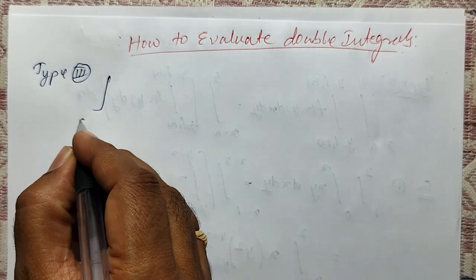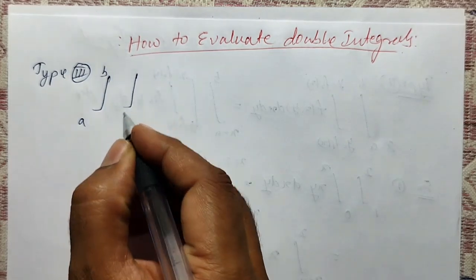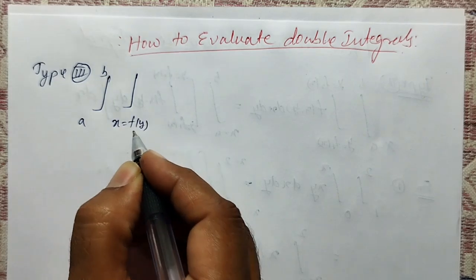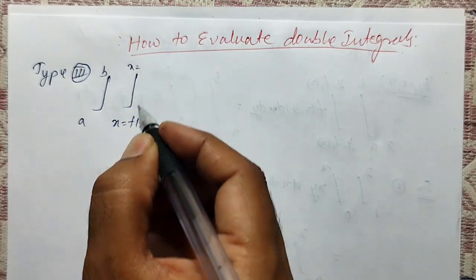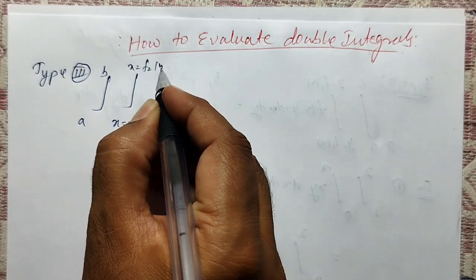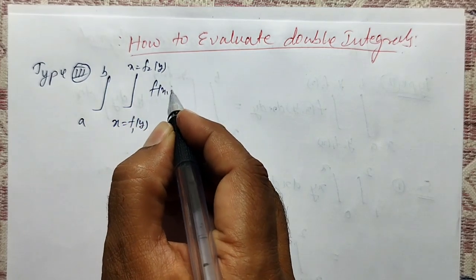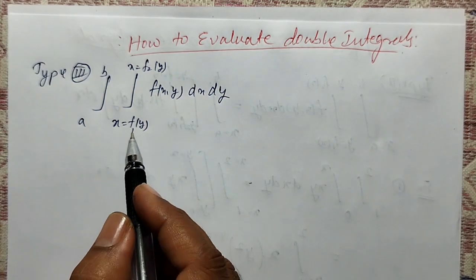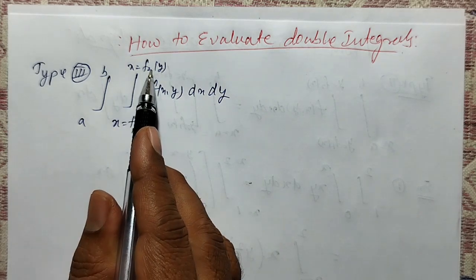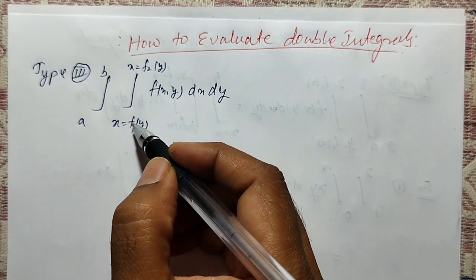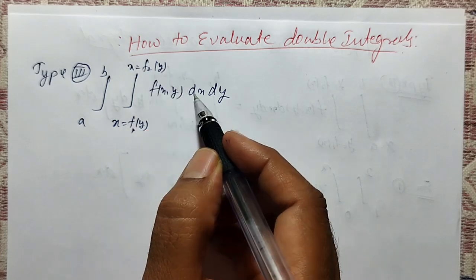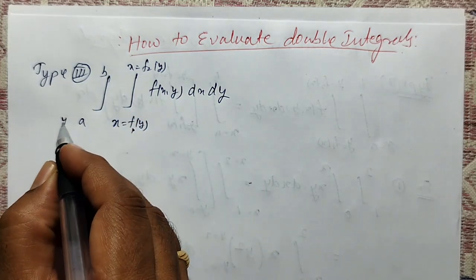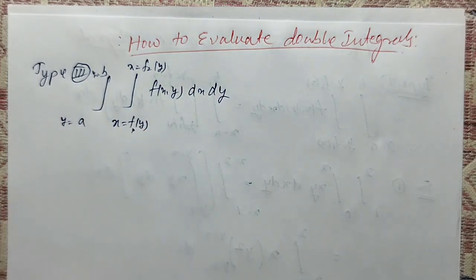Integration from a to b, and here x is a function of y, with limits f1 of y and f2 of y, and f of x y as it is, dx dy. In such cases, x is a function of y, so the internal limits are for this one. Therefore, first you are integrating with respect to x, then with respect to y. Therefore, the outside constant limits are nothing but y equal to a to y equal to b indirectly.